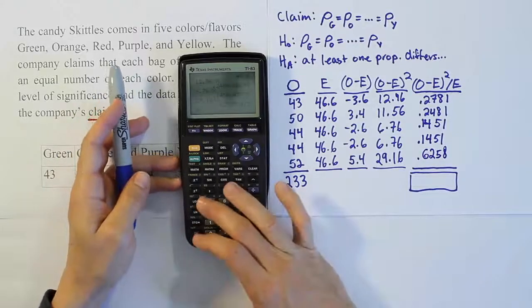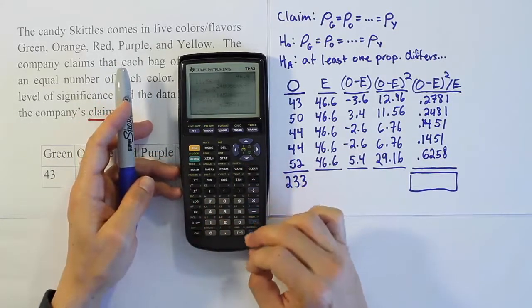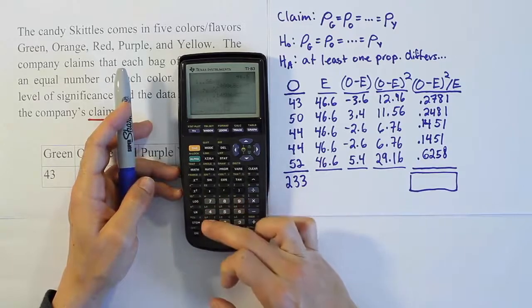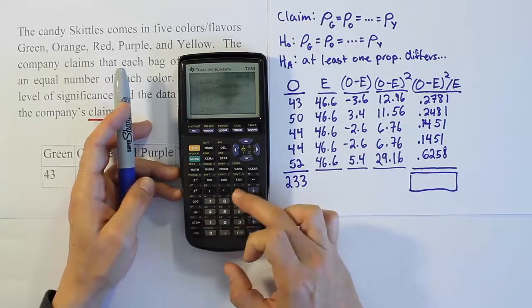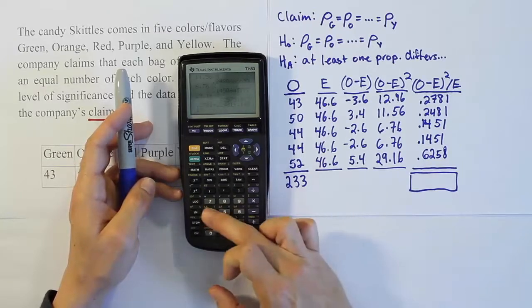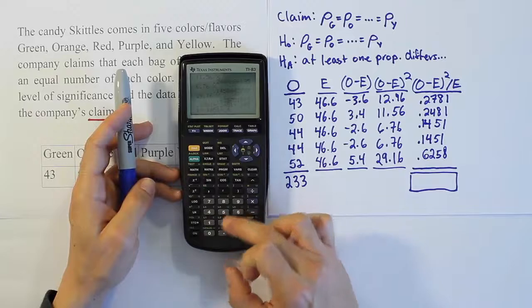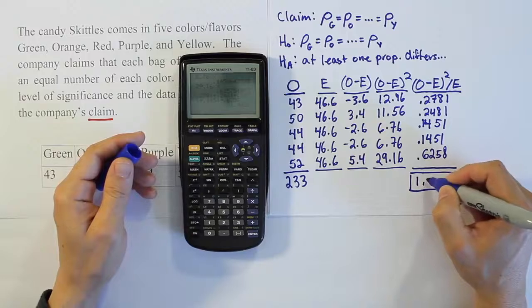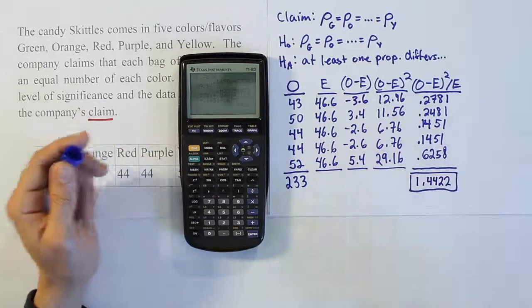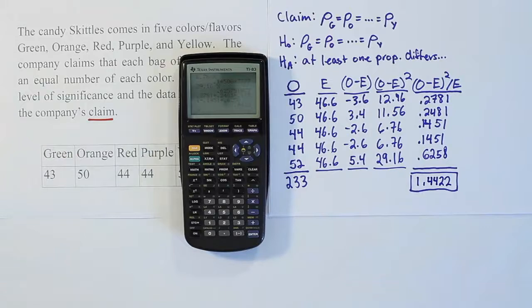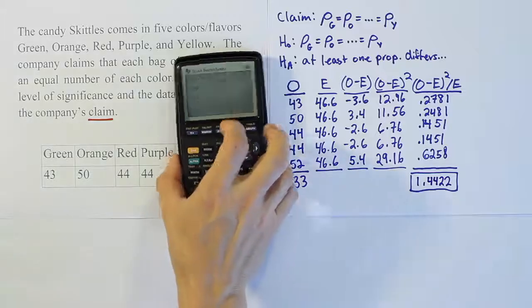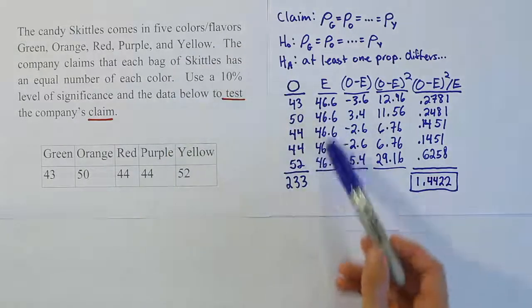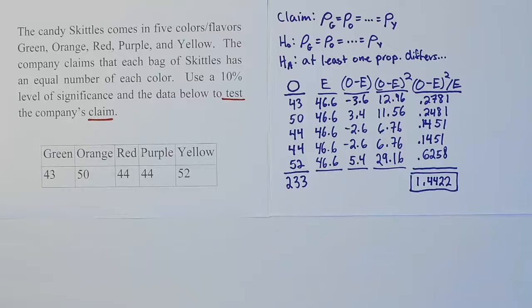As a result, we'll have 0.2781 plus 0.2481 plus 0.1451 plus 0.1451 plus 0.6258. Okay, and so if we didn't make any mistake, we have the answer 1.4422, which is a pretty small chi-squared value, right? And that's good. That indicates there's a lot of similarities between the observations and what we expected to see. So maybe the company here has the right proportions. They say they're all equal and maybe they're telling the truth.